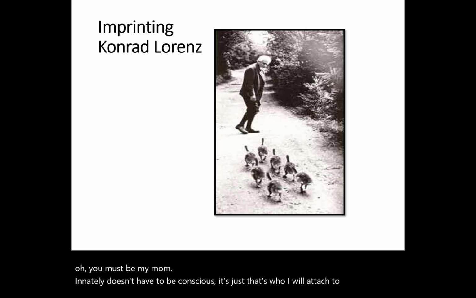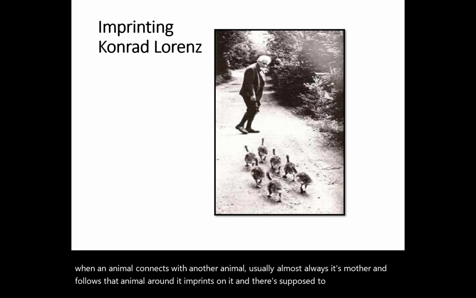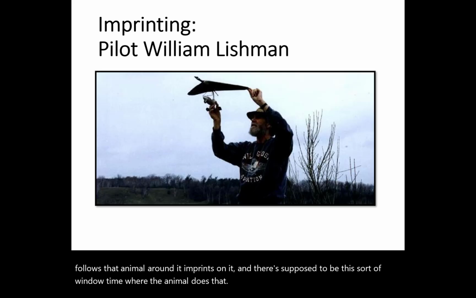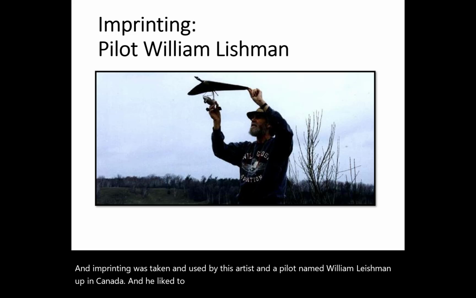It's just, that's who I will attach to. Imprinting is when an animal connects with another animal, almost always its mother, and follows that animal around. There's supposed to be a window of time where the animal does that. Imprinting was used by an artist and pilot named William Lishman up in Canada. He liked to fly ultralights, and he had some geese imprint on him. The mother died, and suddenly he's got geese following around.